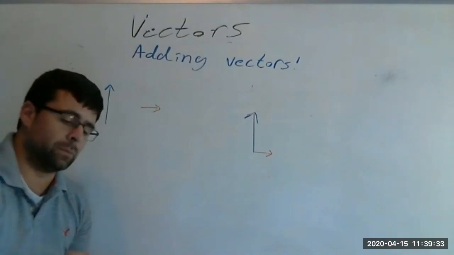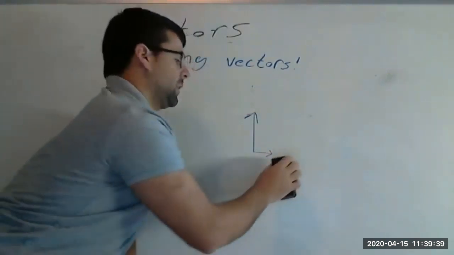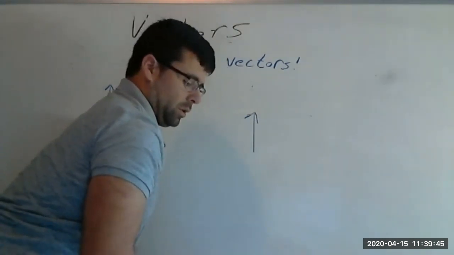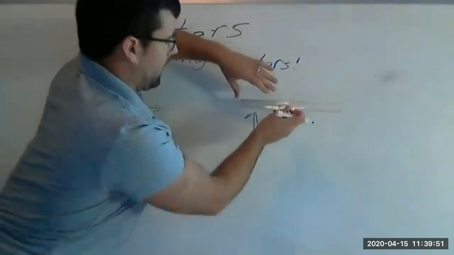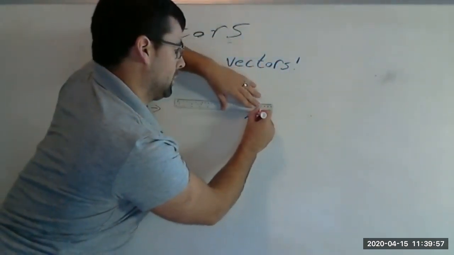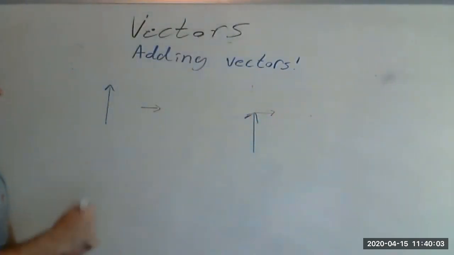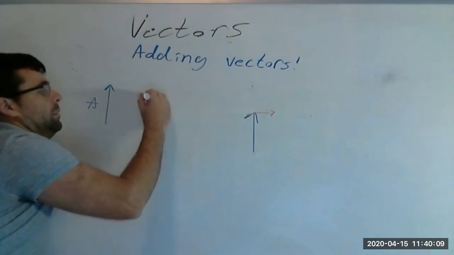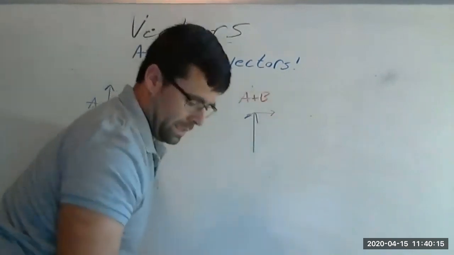So when you add them, and this is why I like your intuition, it's very close. But when we add them graphically, you start the second vector at the end of the first one. So if we call this vector A and this B, this is A plus B.